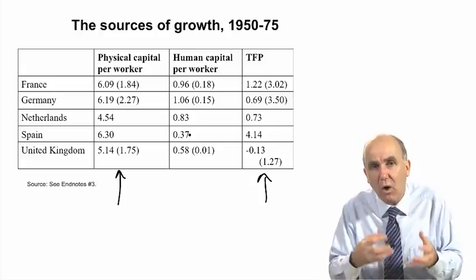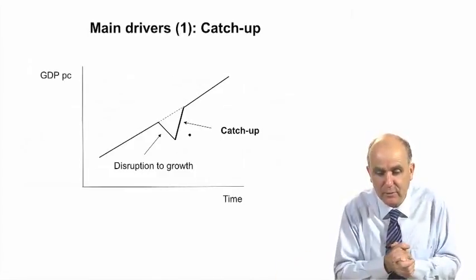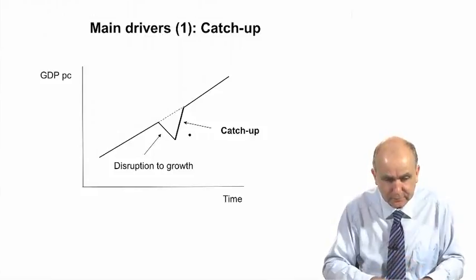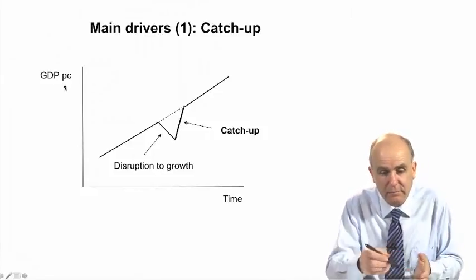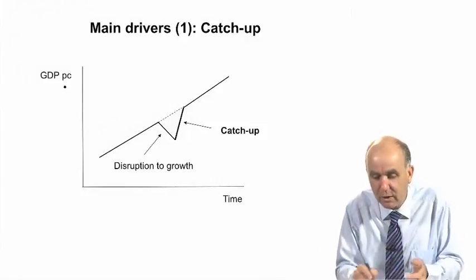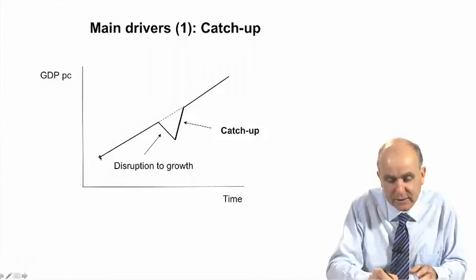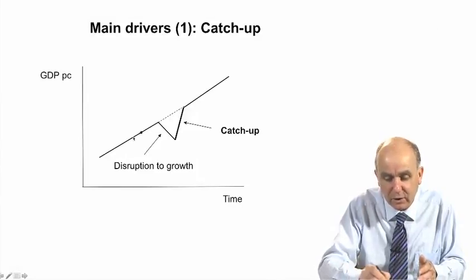When we think about why this period of rapid economic growth, why this golden age occurred, there's three main reasons that we can identify. First reason is what's known as catch-up. In this graph I've got GDP per capita on the vertical axis and time on the horizontal axis. And the idea is that there's some country which, if it hadn't experienced any disruption, would have followed this path of economic growth.